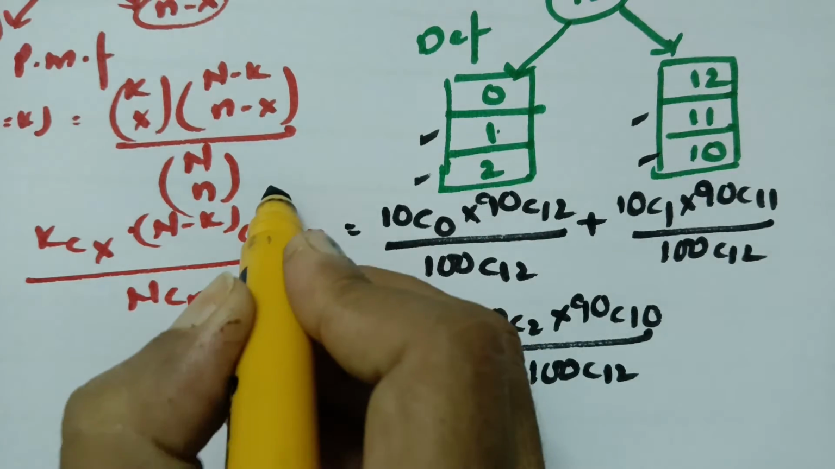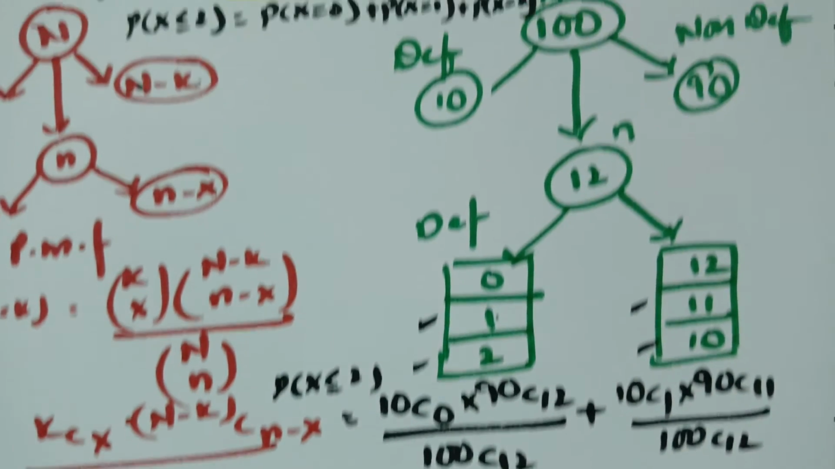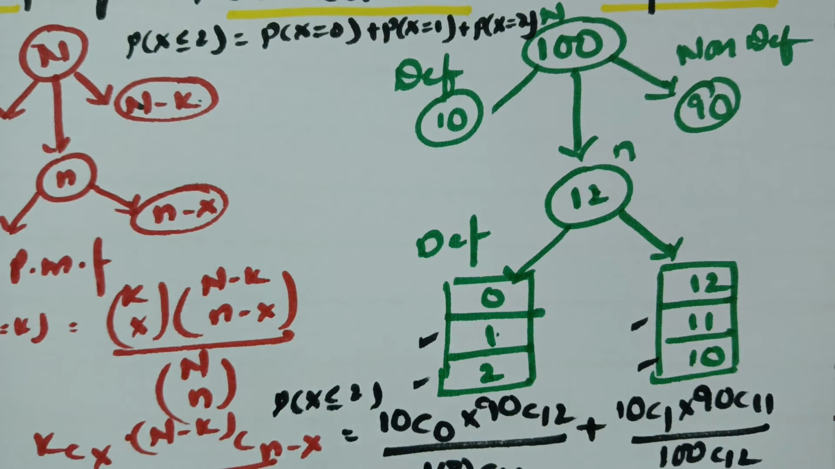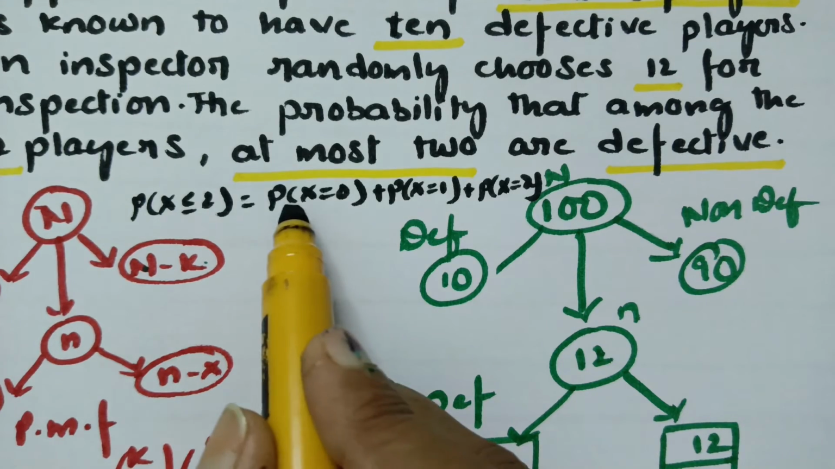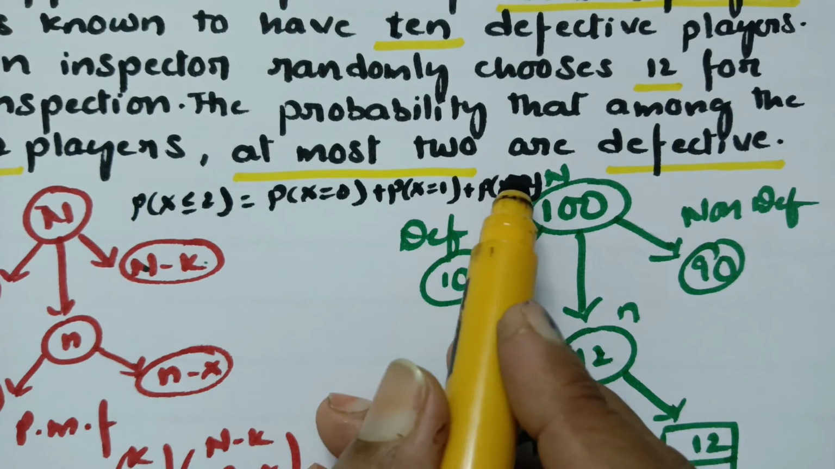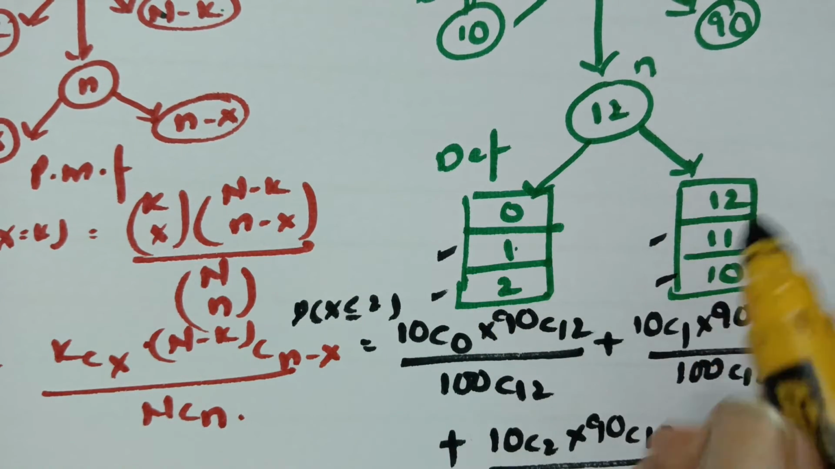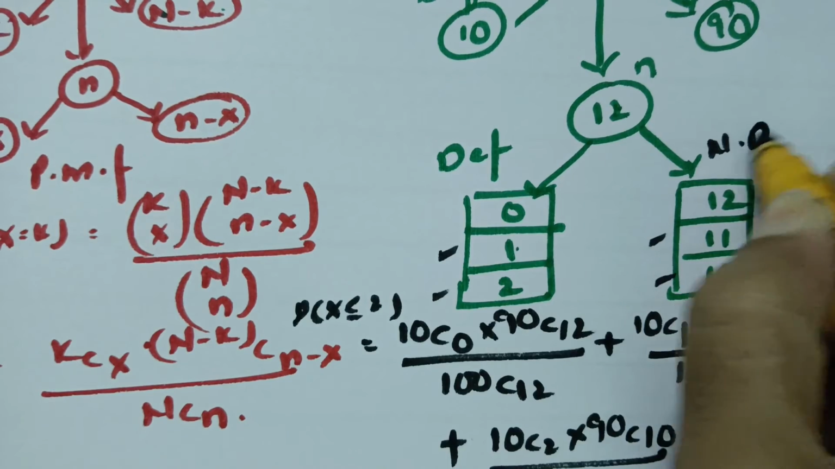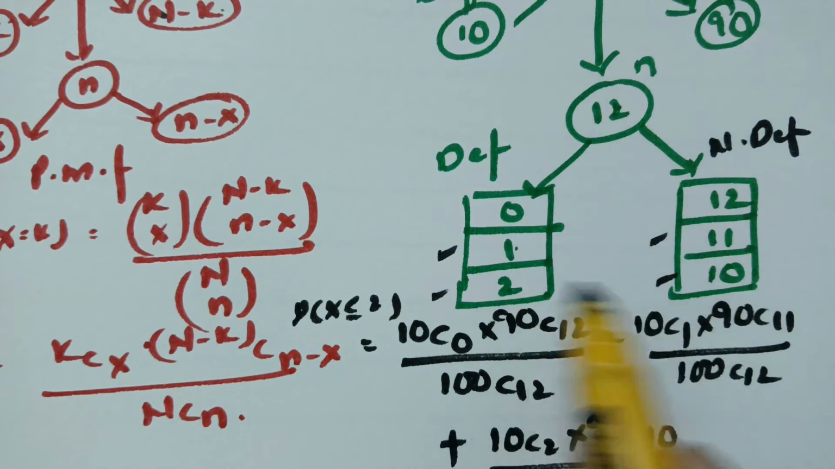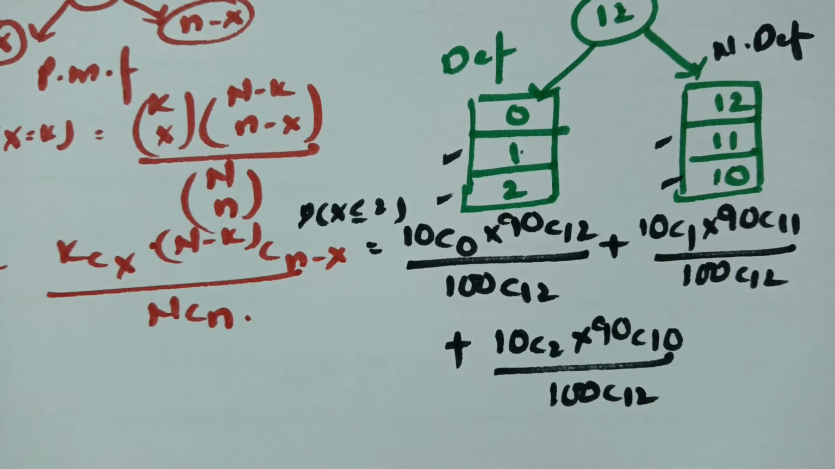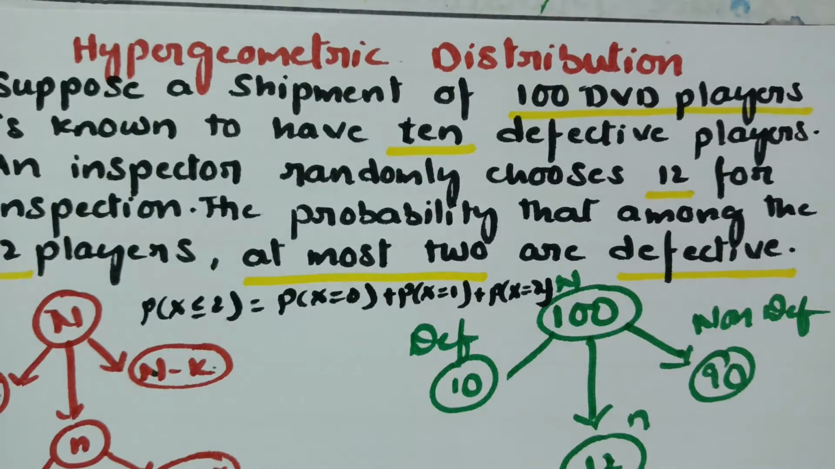So this is the probability of at most two defective items. If we need the probability of at most two, we have to add probability of x equal to 0 plus 1 plus 2. For 0 defective items the non-defective are 12, 12 minus 1 is 11, 12 minus 2 is 10. If you calculate, you will get the answer. This is also so simple to calculate.